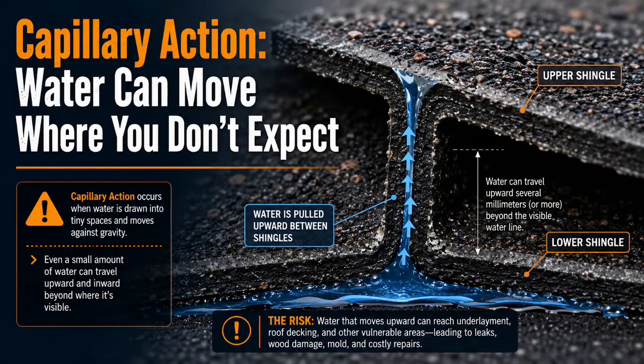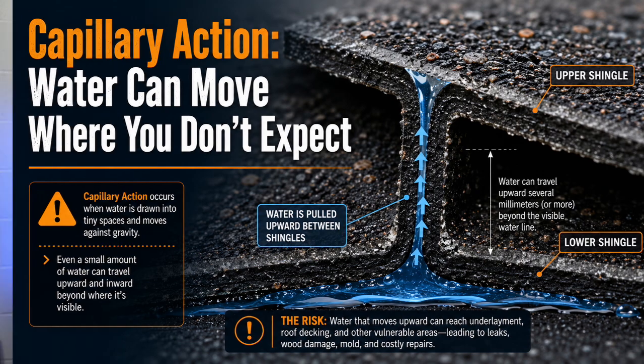Now, let's talk about capillary action. Capillary action is the ability of water to move through small gaps because of surface tension and adhesion. In plain English, water can actually get pulled into tight spaces. And on a low slope shingle roof, those tight spaces are everywhere. They're between the overlapping shingles, they're around the nail heads, they're where two materials meet, and they're under the edge of the shingle. So on a steep roof, gravity is stronger than that effect.